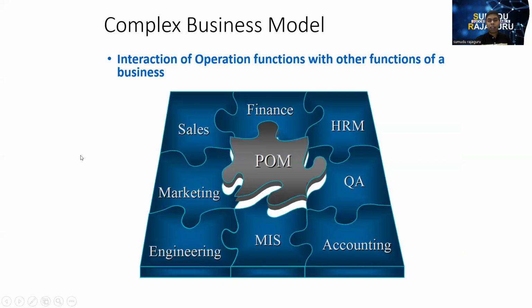Other than that, there can be several functions in the business. These are some examples: finance, human resource management, quality assurance, accounting, management information systems, engineering, marketing, and sales are some of the examples of other functions. Production and operation management is the major part, if not the core part, in a manufacturing organization.